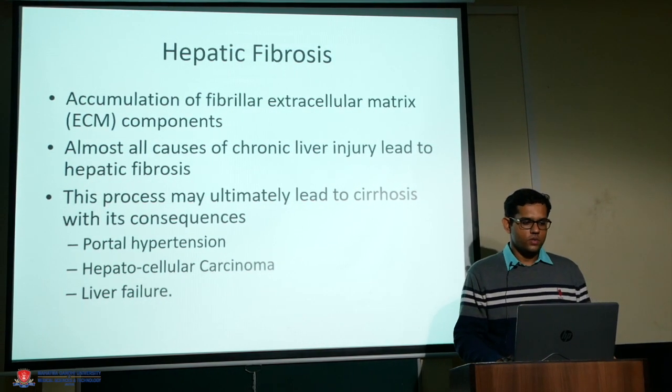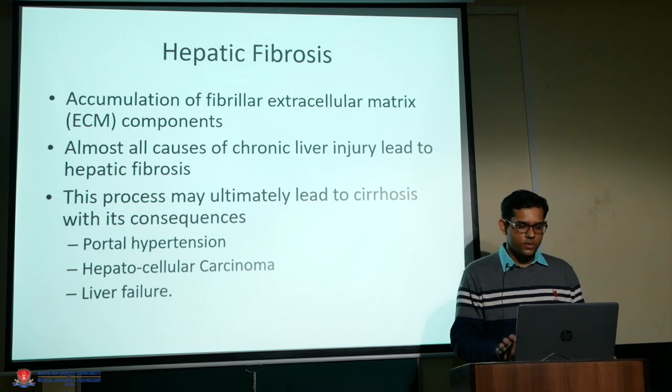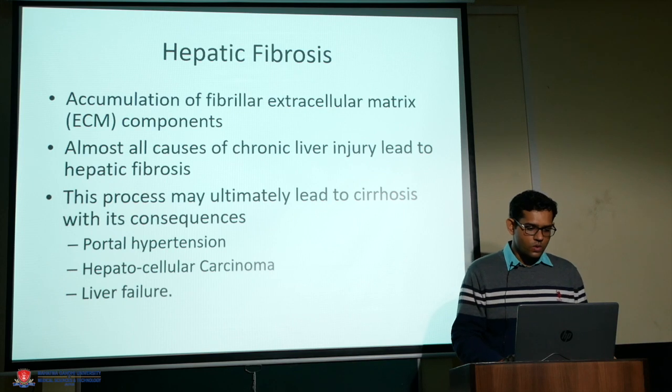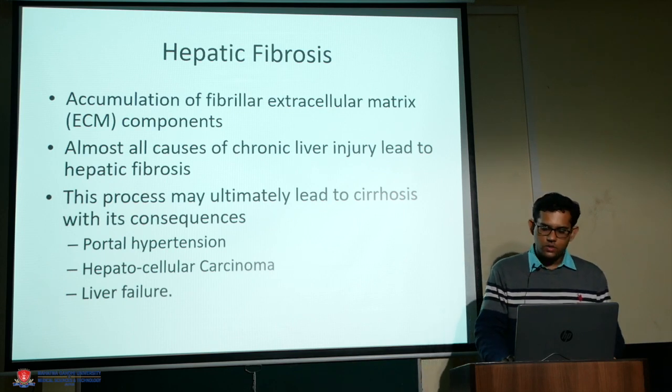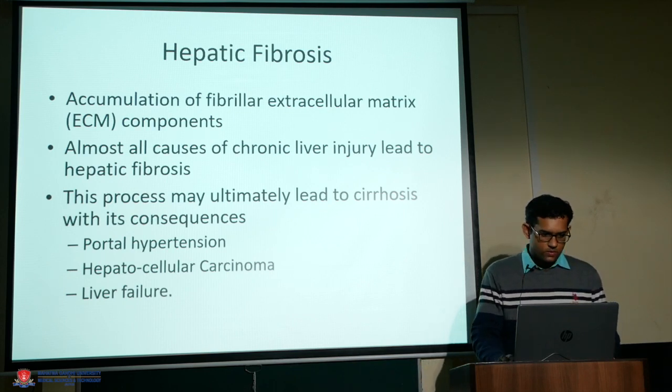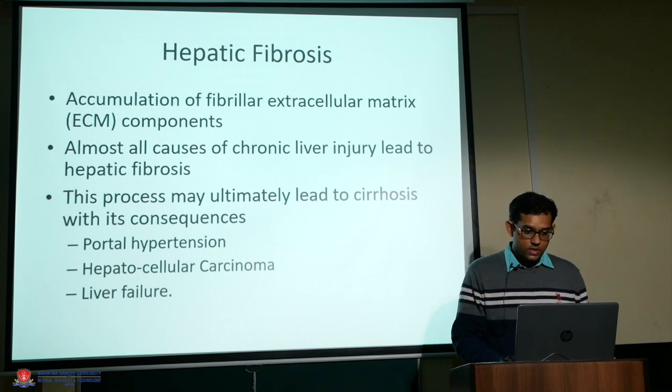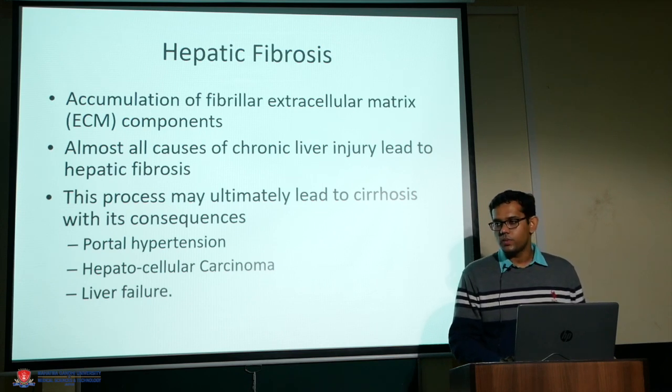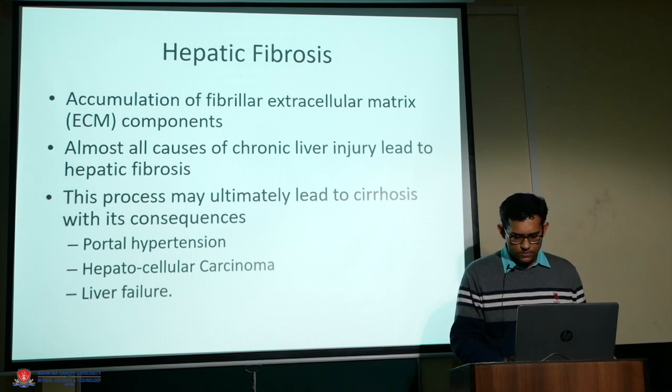So hepatic fibrosis is basically the accumulation of fibrillar extracellular matrix components. Almost all causes of chronic liver injury lead to hepatic fibrosis, which is obvious. This process may ultimately lead to cirrhosis, with complications like portal hypertension, hepatocellular carcinoma, and eventually liver failure.